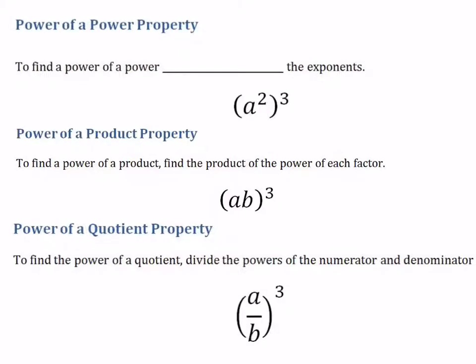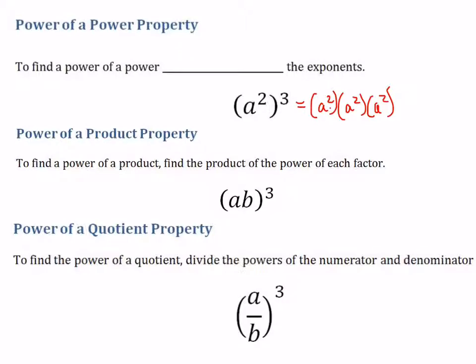And a couple more situations here. What if we have a power to a power? So a power, this whole thing in here is called a power. Has a base and an exponent. Those things together are called a power. So if we have a squared to the 3rd power, well, what does that mean? That means a squared times a squared times a squared.